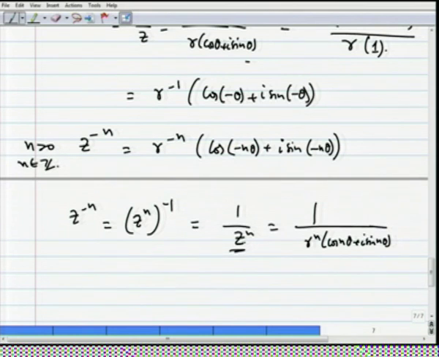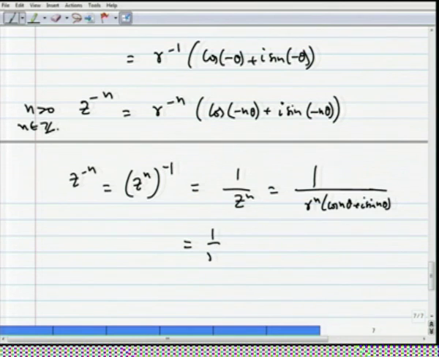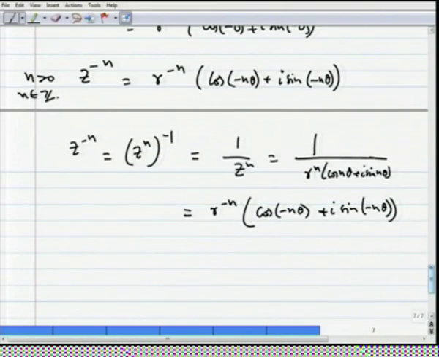This is what we have done already, n is a positive integer, and then write this as 1 by r^n, which is r^(-n), and then multiply and divide by cosine nθ minus i sin nθ to get cosine(-nθ) plus i times sin(-nθ). The denominator will give you cosine squared nθ plus sin squared nθ, which will give you 1. Okay. So, z^(-n) will also be this.